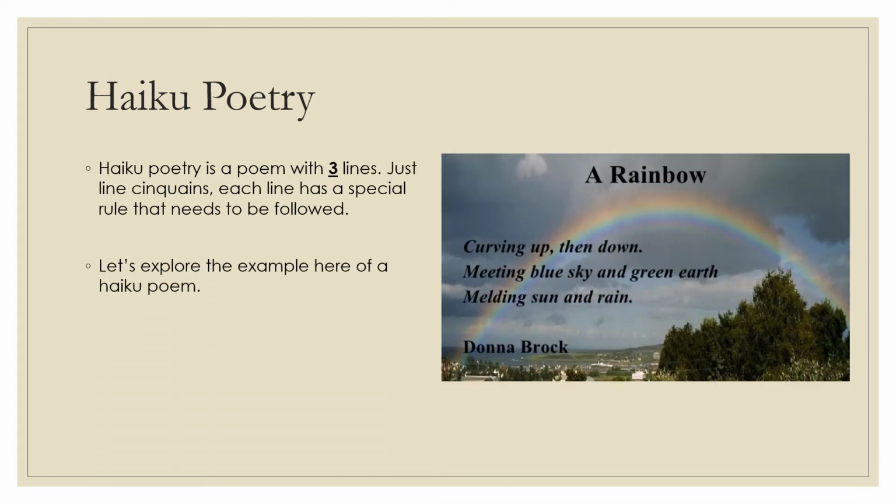So here's an example of a haiku poem. The title of it is A Rainbow. Curving up, then down, meeting blue sky and green earth, melding sun and rain. The author of the haiku is Donna Brock. Curving up and down, meeting blue sky and green earth, melding sun and rain.